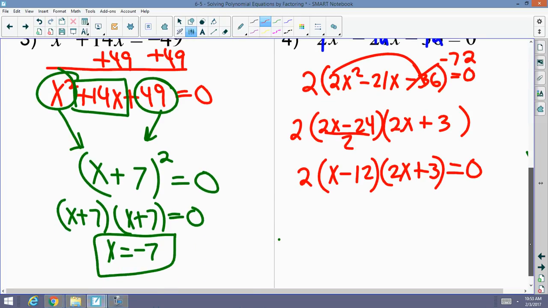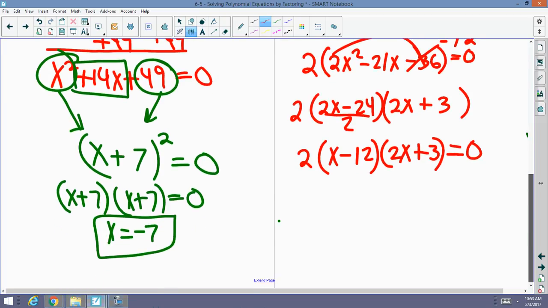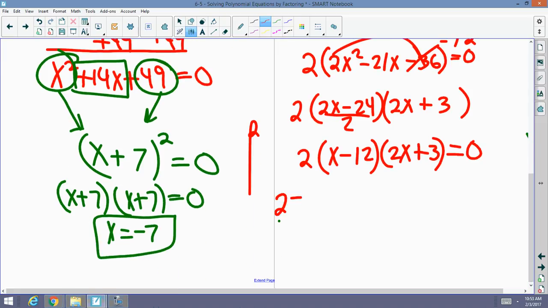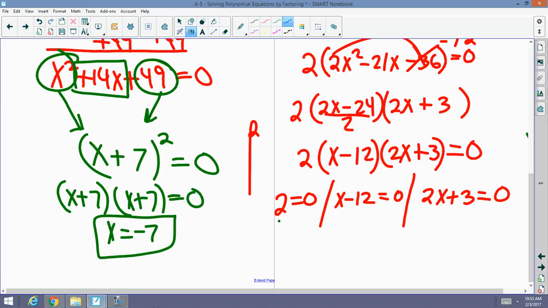Now, according to the zero product property, when you have products that equal 0, every single factor must be set equal to 0. So that includes the 2. But let me show you what happens. You've got to set 2 equal to 0, x minus 12 equal to 0, and 2x plus 3 equal to 0. Now, guys, can 2 ever equal 0? So even though you're following the product property, that's not a solution.